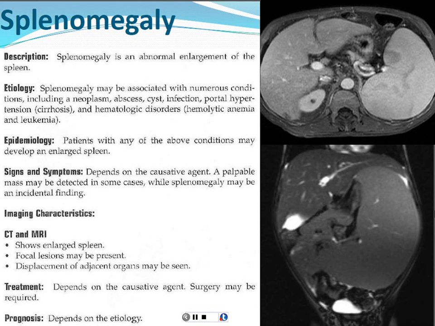We try to look for any focal lesions, but usually it's fairly homogeneous. This pattern of enhancement is just the normal way that the spleen perfuses early on, in the early portal venous, kind of late arterial phase.